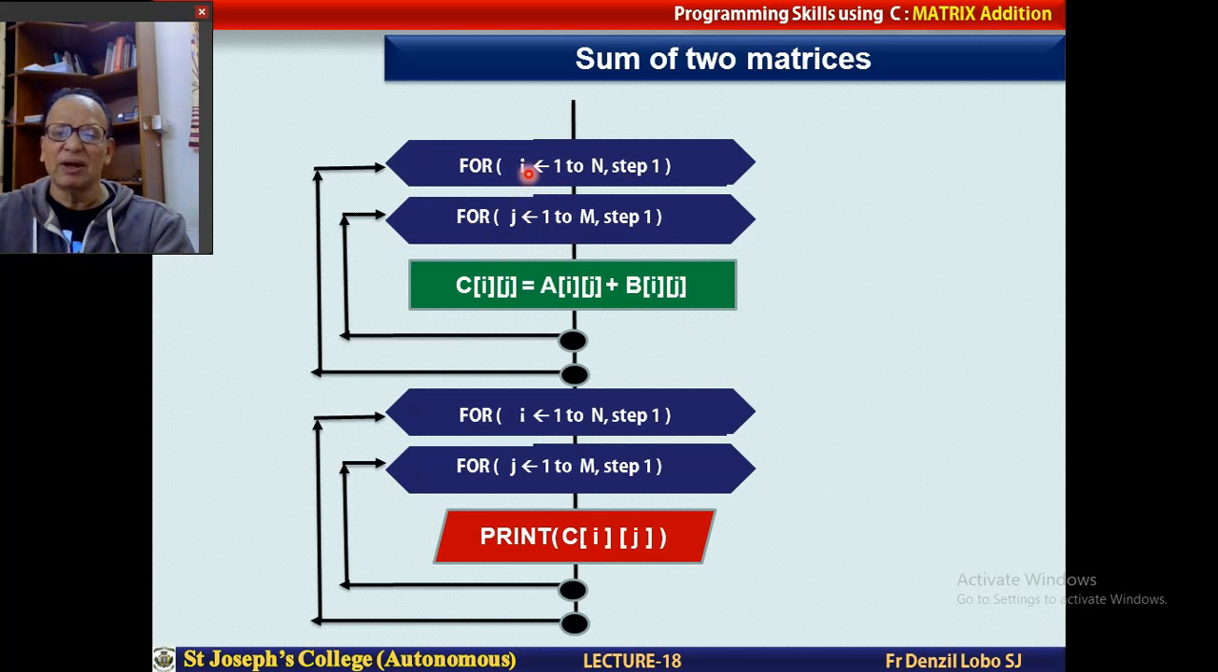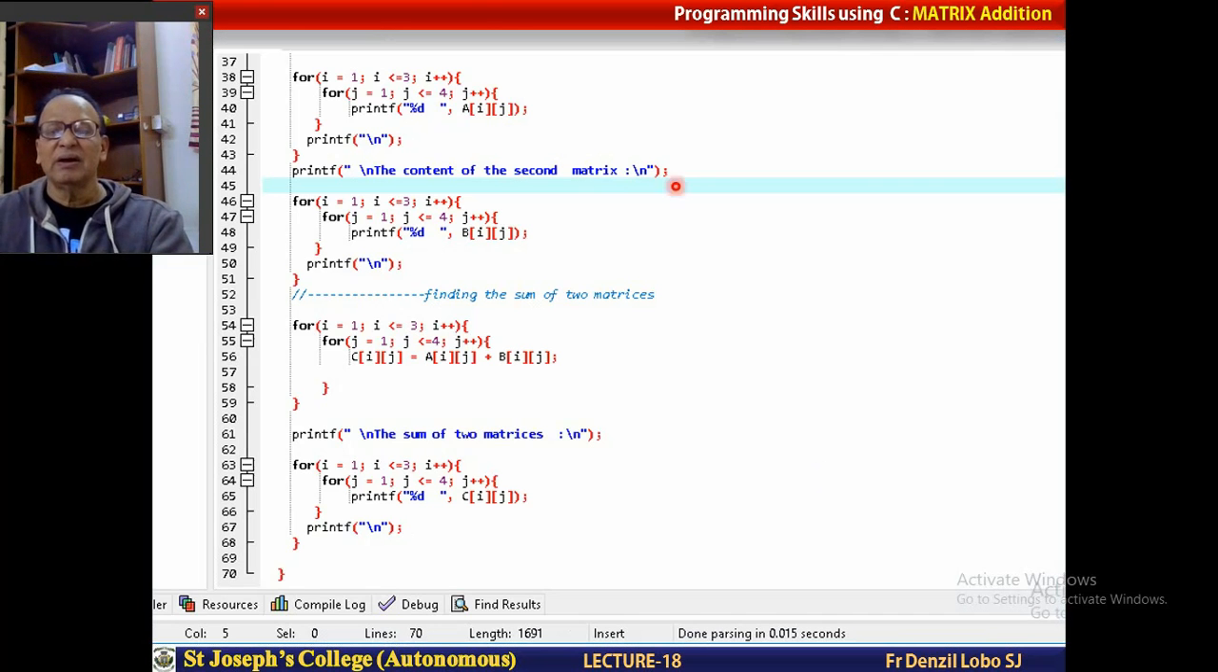Then I come to I equal to 2. Again, A21 plus B21 gives me C21, etc. So that way I go row by row and column by column, add these numbers and put them in the respective rows and columns Cij, and this is how we find the sum of two matrices, and then you print the content of the matrix.